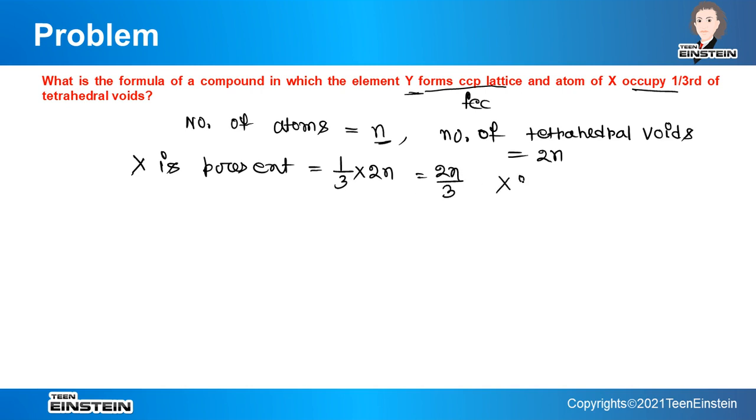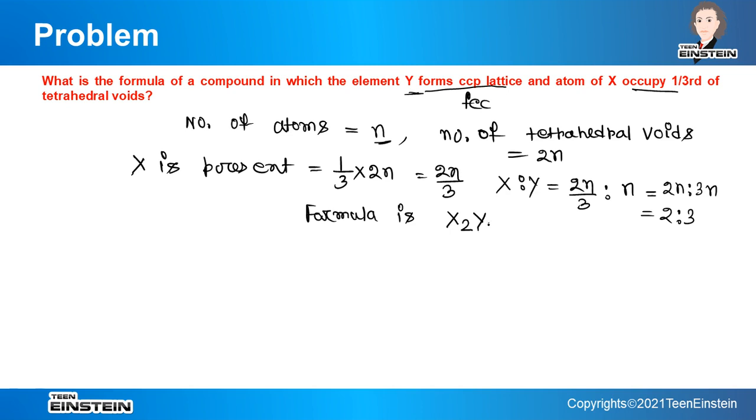So the ratio of X and Y will be 2n by 3 is to n. Now how can we change it? As it is a ratio, if you multiply both sides by 3, then it will be 2n is to 3n. So we have multiplied both by 3, and now the n will cancel. So the ratio of X and Y will be 2 is to 3. So the formula will be X2Y3, right?